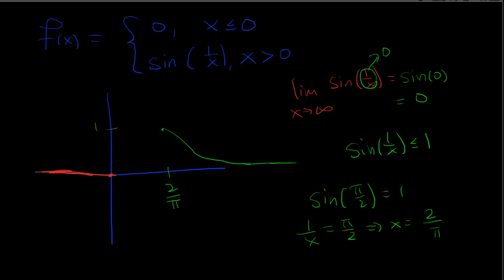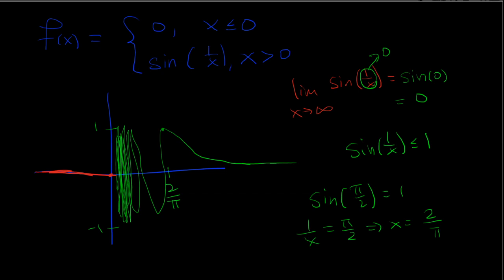And then to the left of 2 over pi, if we get really close to 0, we know that it's going to oscillate up and down, between 1 and negative 1. Here it's just going to go crazy. It's going to go back and forth between negative 1 and 1. So it doesn't end at a certain point. Okay.